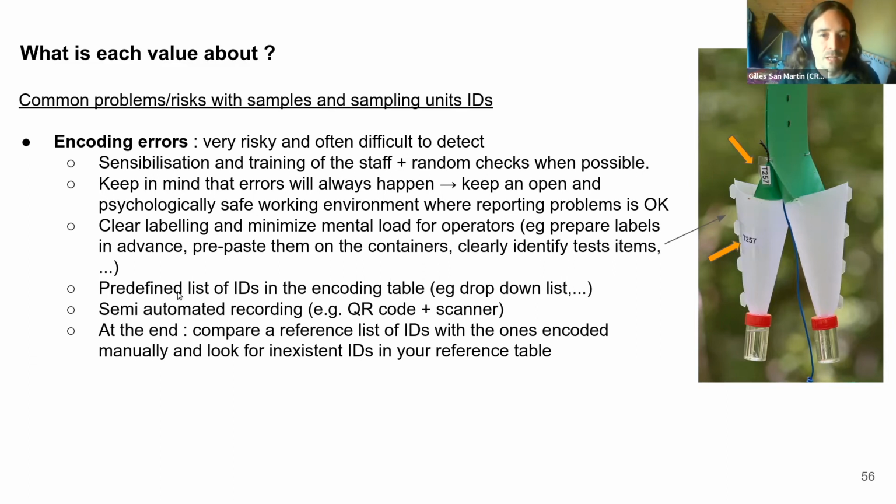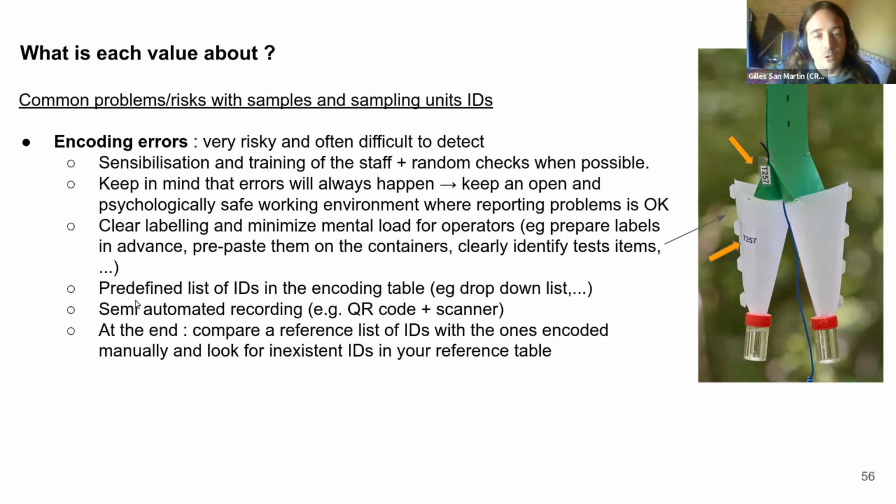About that, one of the solutions is to have as much as possible clear labeling, to minimize the mental load of the operator. So for example, prepare the labels in advance, prepaste them on the containers, clearly identify the test items. So for example, the trap here has two clear labels.